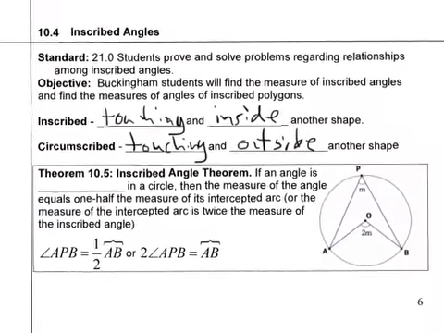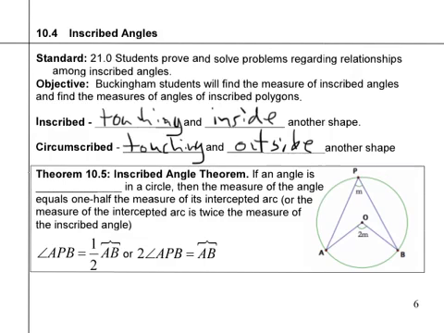Alright. So we're going to mainly talk about inscribed things today, like an inscribed angle. And we have here the inscribed angle theorem, which says if an angle is inscribed in a circle, then the measure of the angle equals 1/2 the measure of its intercepted arc, or the measure of the intercepted arc is twice the measure of the inscribed angle.